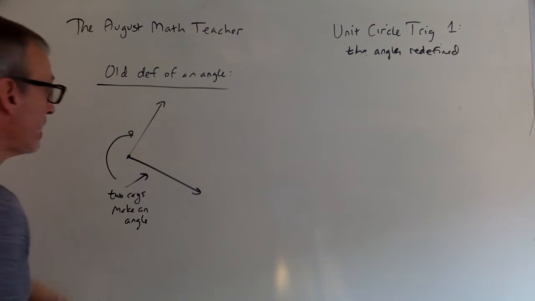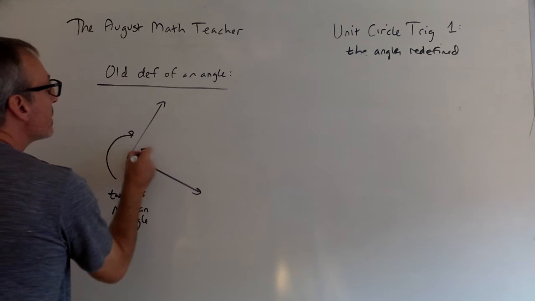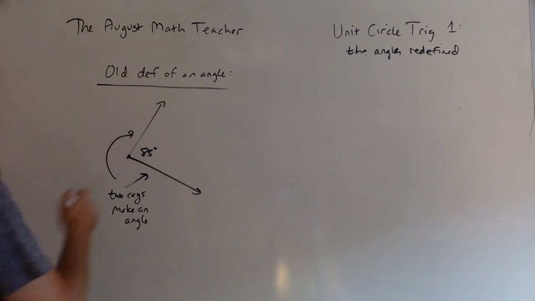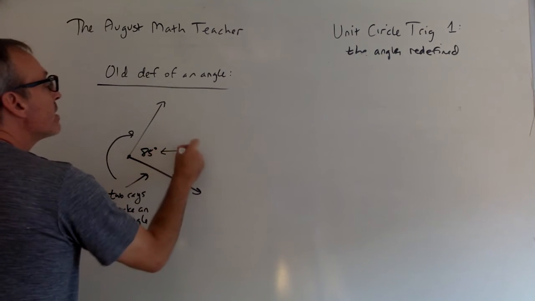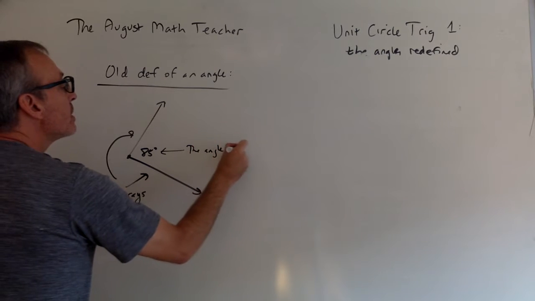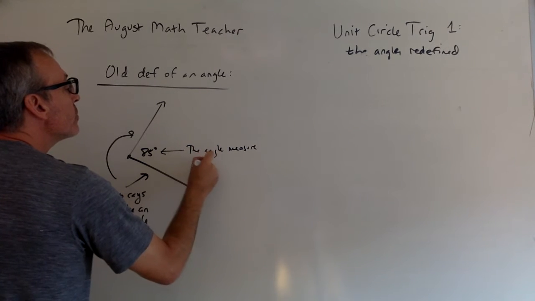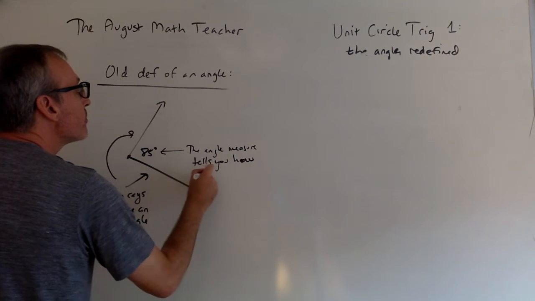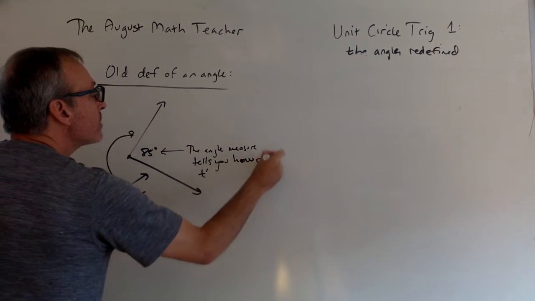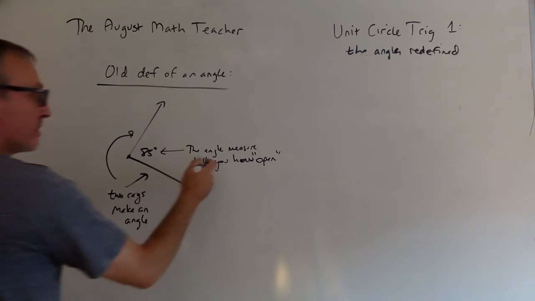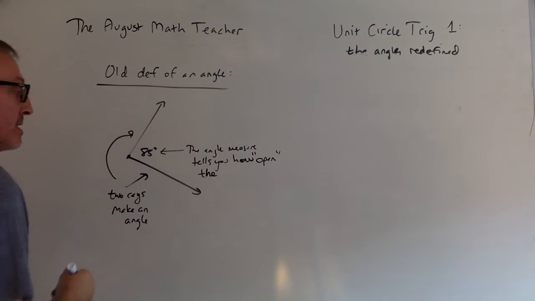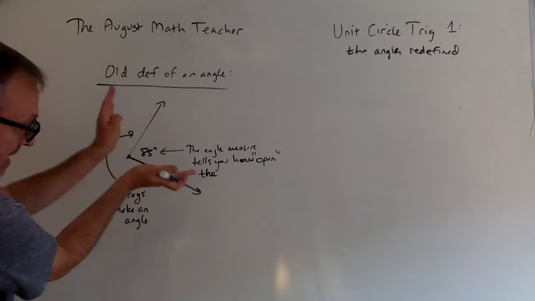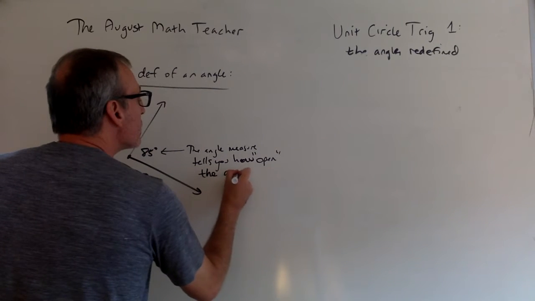I'll also say that if this angle, let's say this angle is 85 degrees, it kind of looks like that, I want you to notice that the angle measure tells you how open the angle is. How open. I'm putting that in quotes, but it should be a clear idea that you understand. It's how open the angle is.